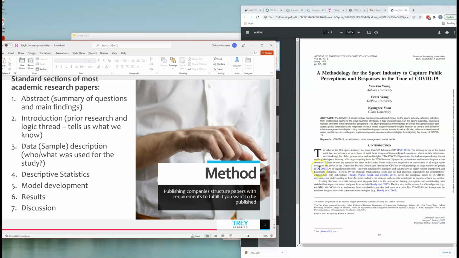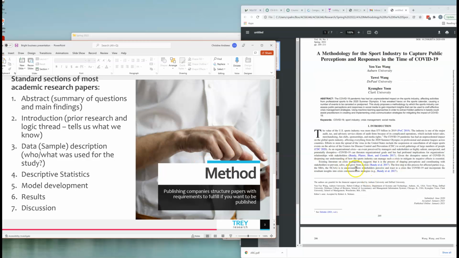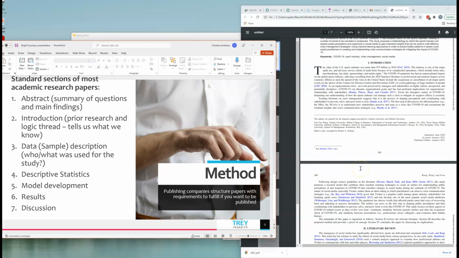So the introduction gives an introduction to the sports industry. Existing literature on crisis management suggests that it's shaping perception and coordinating with stakeholders to prevent, solve, and grow from a crisis.